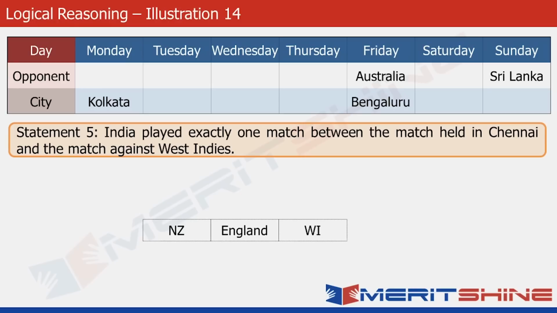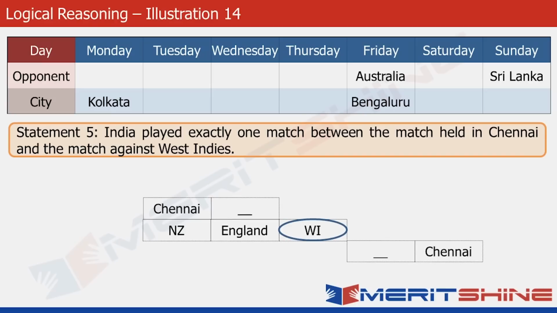West Indies is a part of this block. So there are basically two possibilities to place Chennai, either before West Indies or after West Indies, that is with a gap of one day. So we can depict it like this. One of this means that the Chennai match happened before the West Indies match, and the other means that the Chennai match happened after the West Indies match.